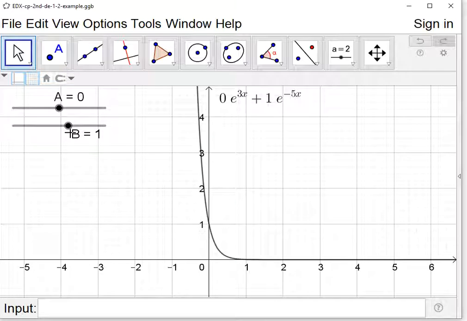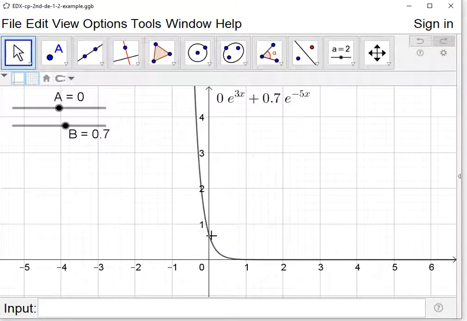If I set, for example, a equal to 0, and start to vary b, we can see that the y-intercept is the b value, and as x gets bigger and bigger, this exponential will decay towards 0, and therefore we can see y getting closer to 0. When x is negative, this e to the minus 5x will get bigger and bigger, and we can see y getting closer to infinity when x is negative.